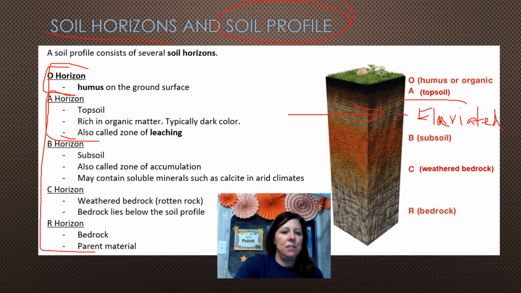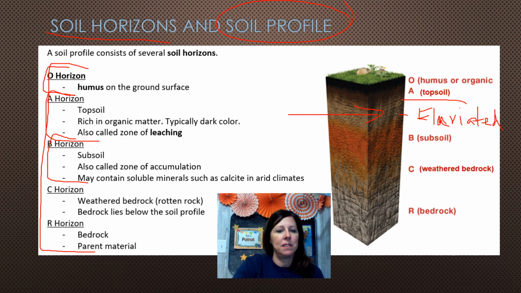So if we move on to the B horizon, that's what we call the subsoil. It's also called the zone of accumulation, and it may contain soluble minerals such as calcite in arid climates. This is rich in minerals that have leached or moved down from the A or the E horizon, if there was an E horizon there.